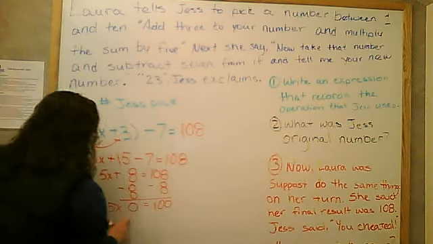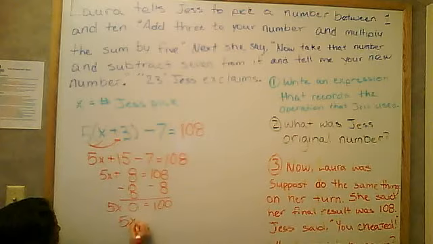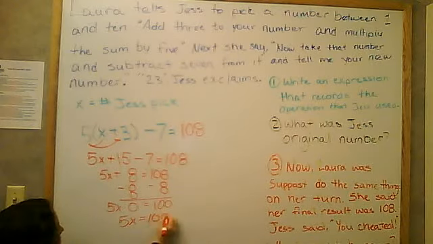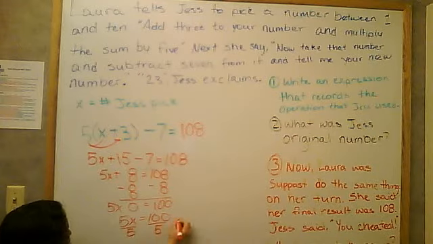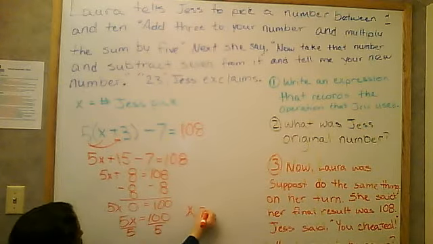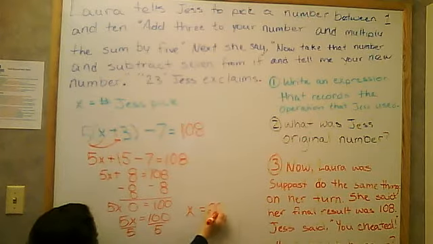So let's come down here and clean it up. So we have 5x is equal to 100. And then divide by 5. And x over here, we go 100 divided by 5, and we get 20.